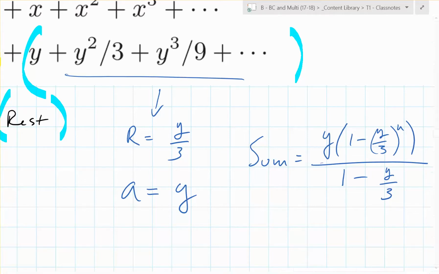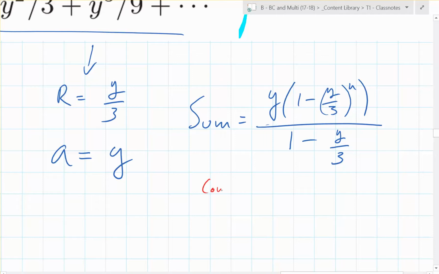So, converge. Converges when what is true? Sorry, when the absolute, so let's start, don't do any math here. So the absolute value of y over 3 has to be what? Smaller than 1. The ratio has to be smaller than 1. R has to be, if it's equal to 1 or greater than 1, what happens?